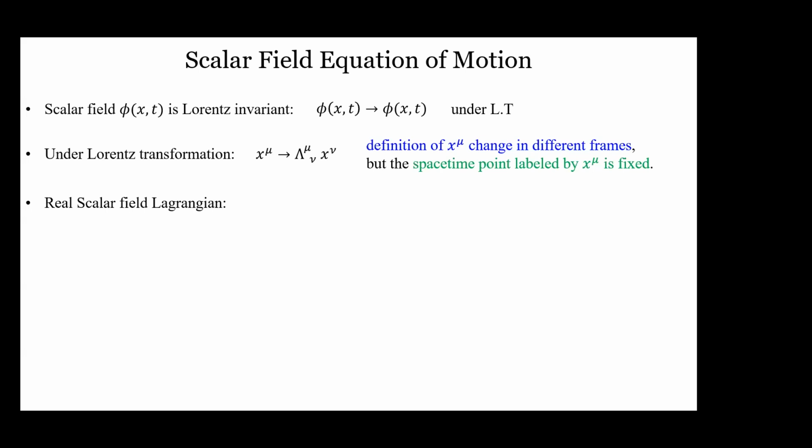And for a real scalar field, real means you just have no complex numbers involved. You just have real components of the field. And for a real scalar field, the Lagrangian is this. How do I get it? Well, let's say I hand you this Lagrangian. You have this Lagrangian for the scalar field. Now let's analyze the terms. What are these different terms?